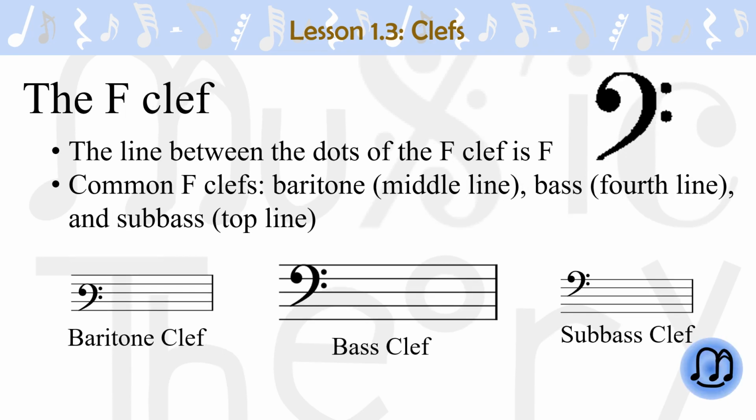The last type of clef we are going to look at today is the F clef. The line between the 2 dots of the F clef is an F. Common F clefs are the bass clef, which has the F on the fourth line up, the baritone clef, which has the F on the middle line, and the sub-bass clef, which has the F on the top line.